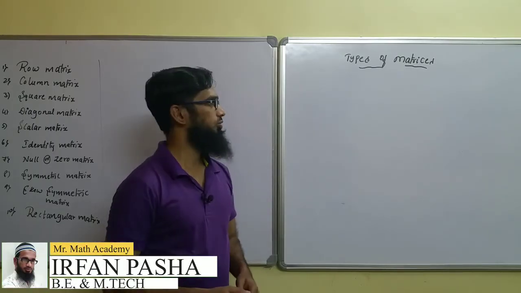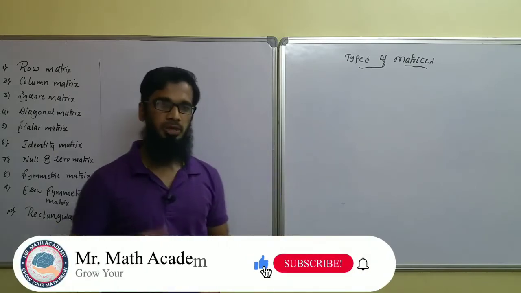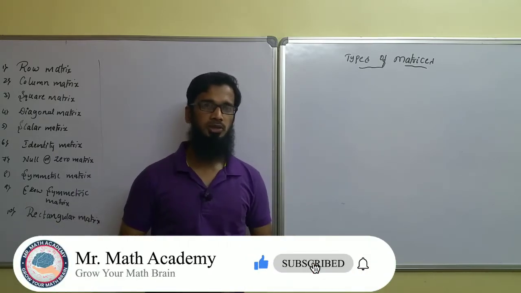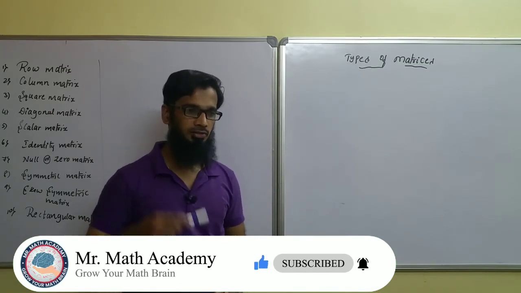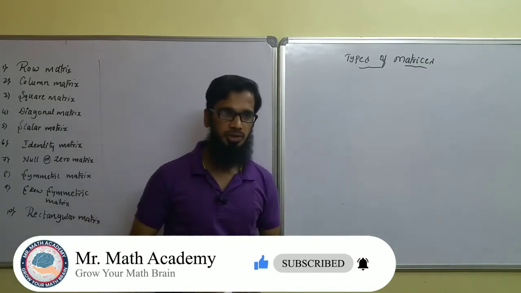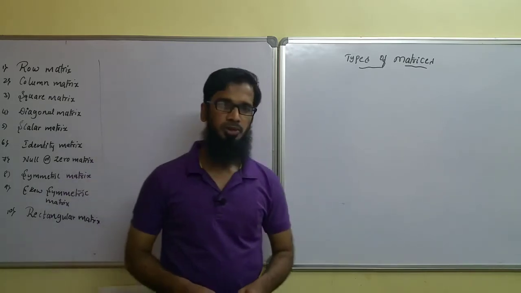So today in this video we'll discuss the types of matrices. So what is meant by a matrix here? A matrix is nothing but a rectangular arrangement of rows and columns, in which each row will have the same number of elements and each column will also have the same number of elements. That will be the matrix here.